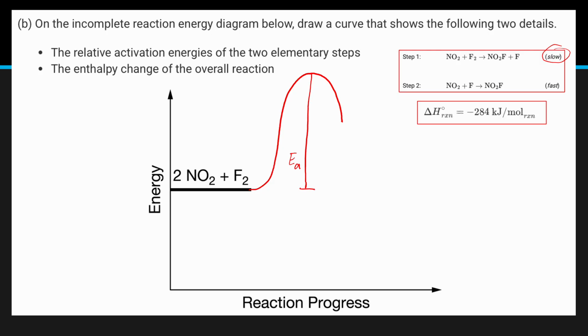So I'm going to go ahead and draw my first elementary step, which has a pretty high activation energy. Then this valley here will be our intermediate. And then we're going to go ahead and draw another peak for our second elementary step, so that will have a much smaller activation energy. And then we're going to go ahead and draw our plateau for our products, and we just have to make sure that is lower than our reactants so that we can show the enthalpy change is negative, as in the delta H. And that concludes our lesson on 5.5 and 5.6.